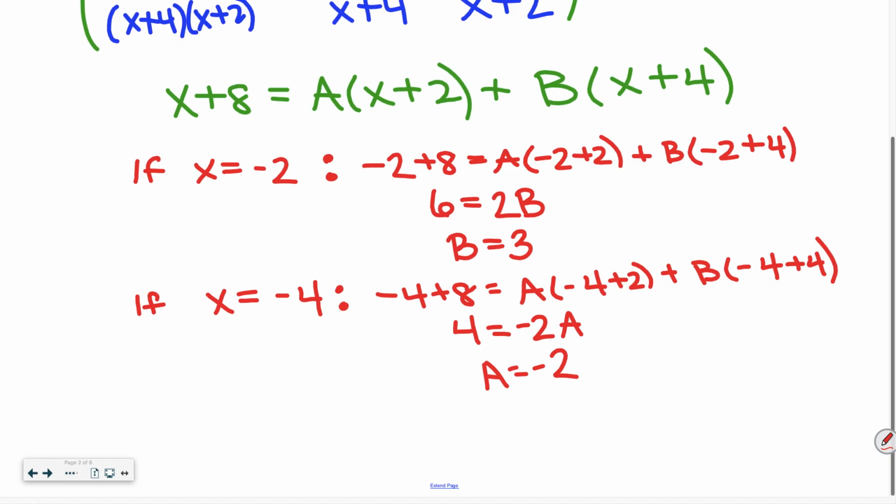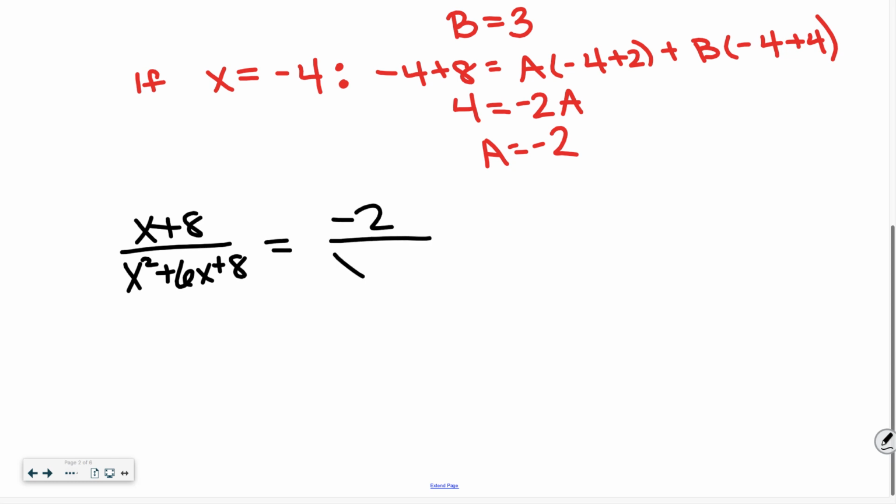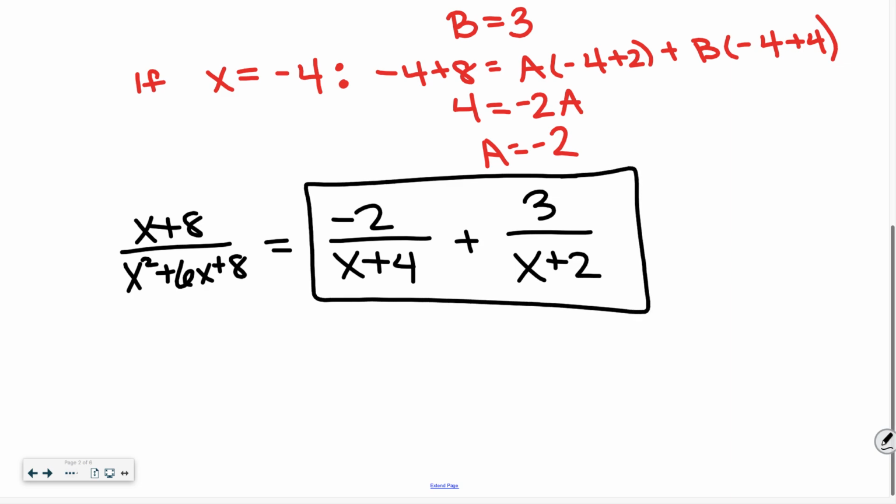Okay, you are not finished. Yay, we've solved for a and b, but what do I actually want to see? Okay, well, I want to see some x's, right? Our whole purpose is to take this and write it as the sum of some fractions. So we need to go back and write it that way. So we wrote that x plus 8 over x squared plus 6x plus 8 was a over x plus 4 plus b over x plus 2. This right here is what I want to see.